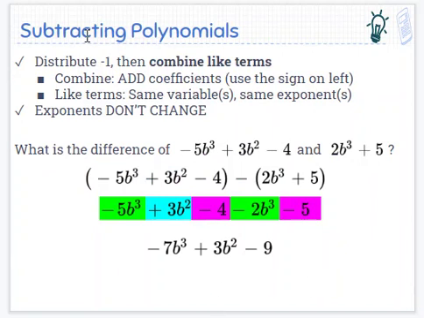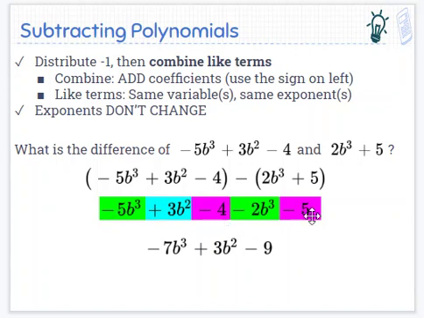Now we are subtracting polynomials. Unlike adding polynomials, you distribute the negative 1. We don't see it, but there is a 1 between the negative sign and the second set of parentheses. You need to do that before dropping both sets of parentheses. And similar to adding, combine your coefficients. Remember, include the sign on the left, especially if we have a negative. And again, with like terms, same variables, same exponents. Do not change your exponents. All you do is add or subtract your coefficients or combine like terms.